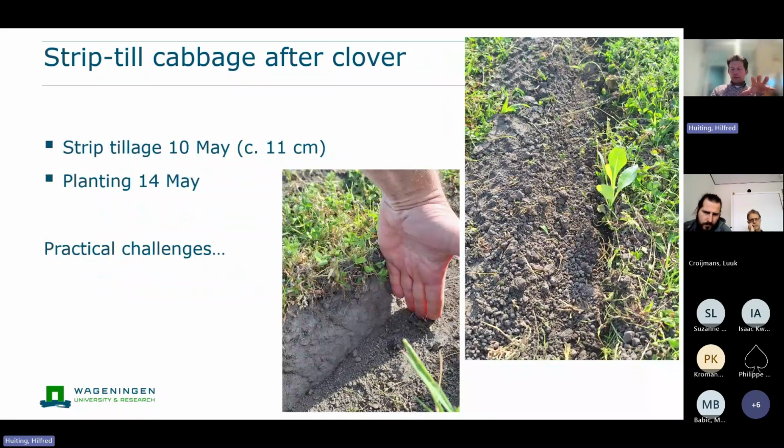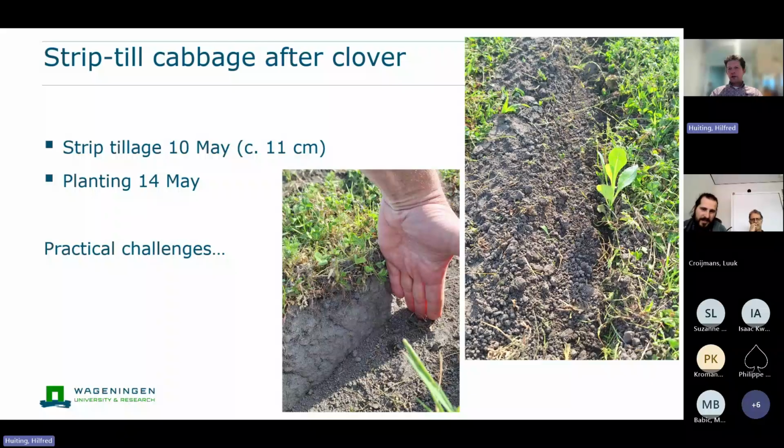So this is really an experimental system because we did strip cultivation. So that's really narrow strips of, let's say, 10-15 centimeters of power cultivation in which you plant your crop. And you can imagine that the clover is already established, so it has a head start. So it's really tough for the cabbage to get going.